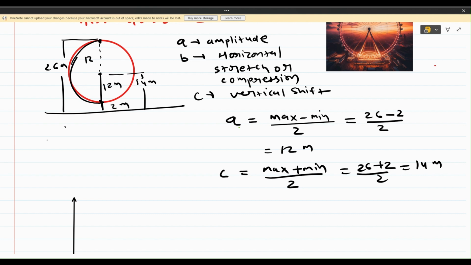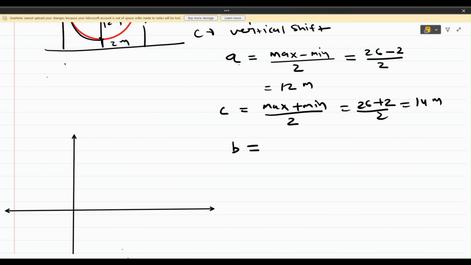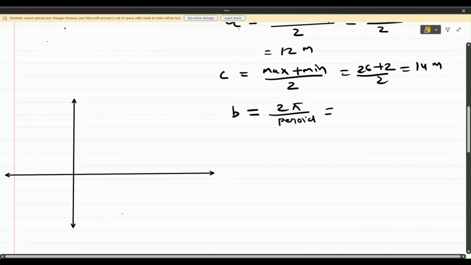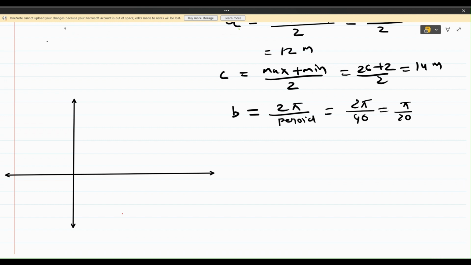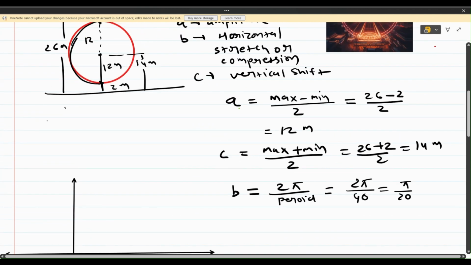The amplitude is 12. And what about B, the horizontal stretch or compression? We can get it by 2 pi over the time period. The time period means the time taken to complete one rotation. So that is 2 pi over 40 seconds, which gives pi over 20. Pi over 20 is B, right? Now let's try to draw the graph.